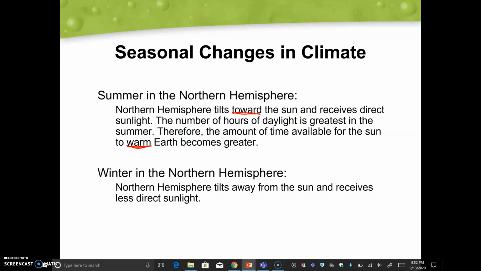But in our winter in the northern hemisphere, we're tilting away from the sun, so it receives less direct sunlight, resulting in a lower temperature. This is kind of switched if we are in the southern hemisphere. So say if we were in Australia, when we are having summer in America, Australia is actually having winter because the southern hemisphere is pointing away from the sun. So we're going to talk about these different seasonal changes in the tilt of the earth and how it affects different areas on the earth as well.